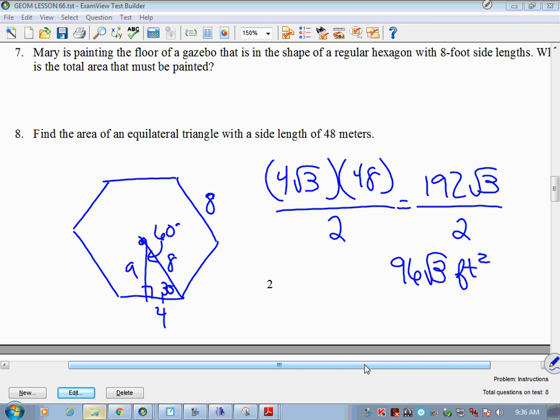and we can leave it like that if we want. I think on number 7 that's how they leave it. So 96 radical 3 feet squared.